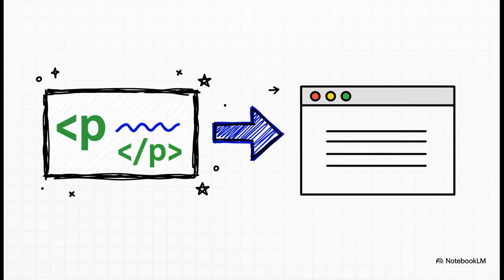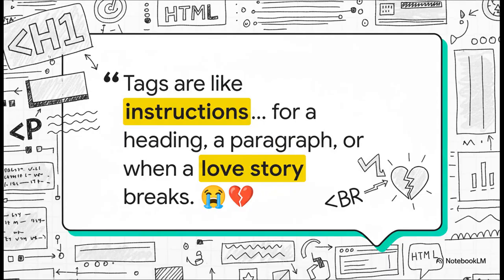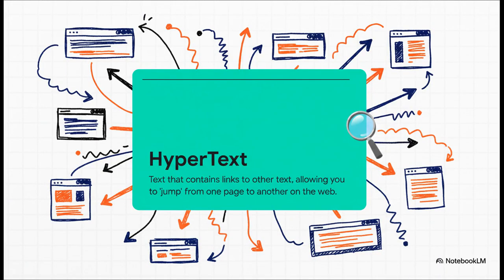For instance, look at this. You see those little angle brackets with the letter P inside? Anything you put between the opening P tag and the closing P tag, bam, the browser instantly knows, okay, this is a paragraph. It's that simple. It's just a command. And I love this slide because it's so true. Tags are just instructions. You have a tag that says, make this a big heading. Another one that says, this is just a regular old paragraph. And yeah, even a simple one for a line break, which can be surprisingly useful. So that's the markup part.